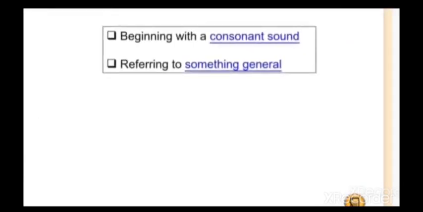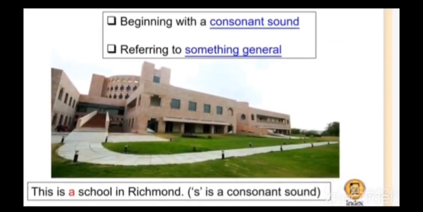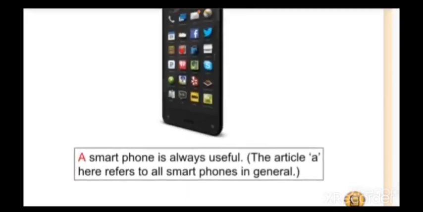The indefinite article a is used before words in the following instances. Before a word beginning with a consonant sound. Before words referring to something general. Look at the following examples. This is a school in Richmond. S is a consonant. A smartphone is always useful. The article a here refers to all smartphones in general.